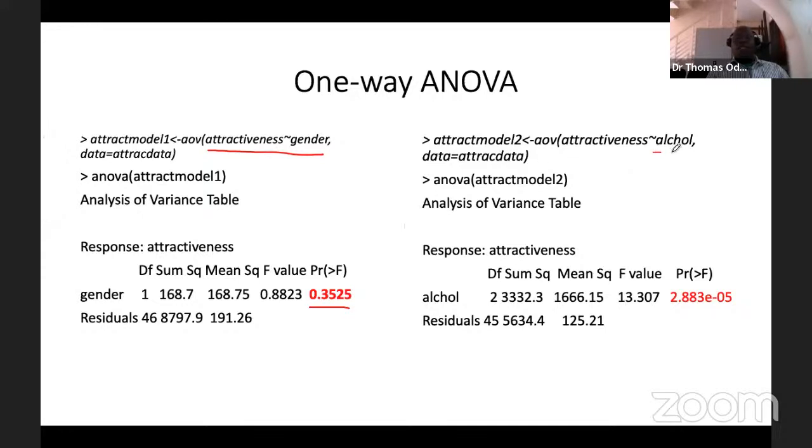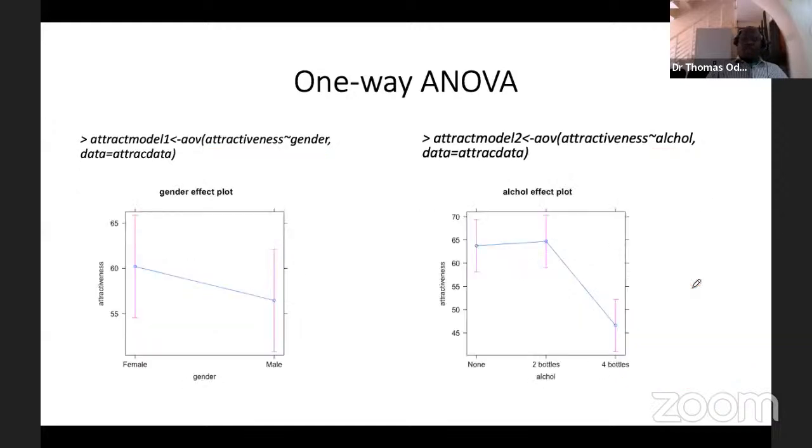And then when we come and look at alcohol, we see a p-value of 2.88 times 10 to the power negative 5. So this value is the same as 0.0000288. That is the negative power 5. That's more or less what it is. So this is much less than 0.05. So there is actually an effect of alcohol.